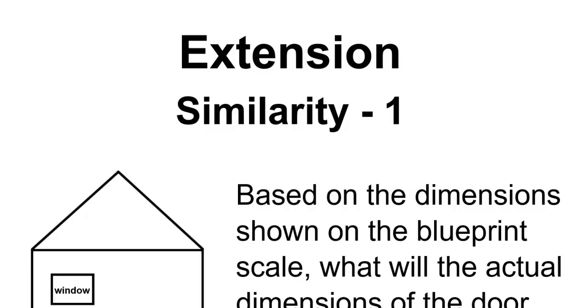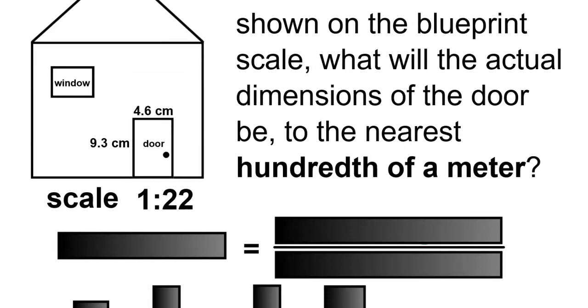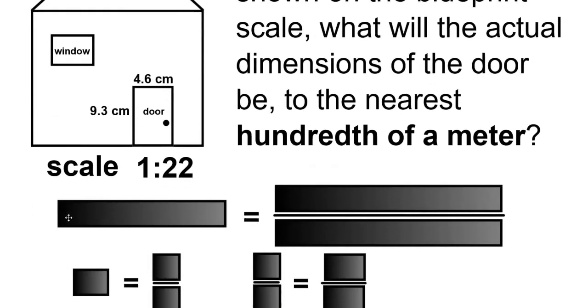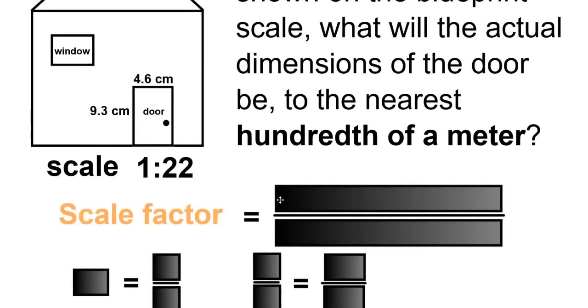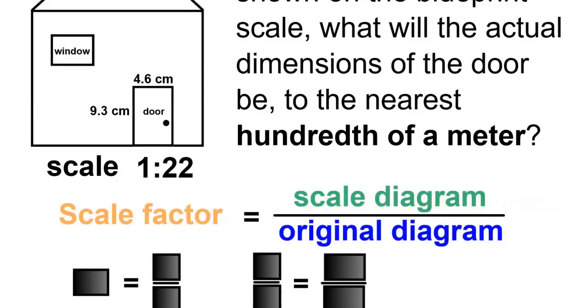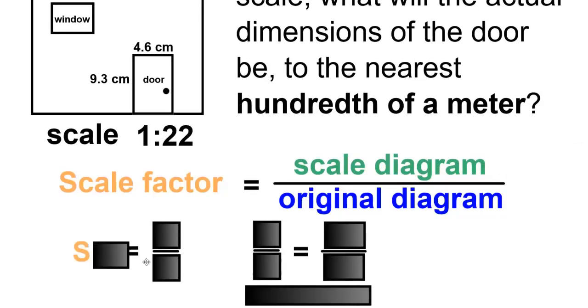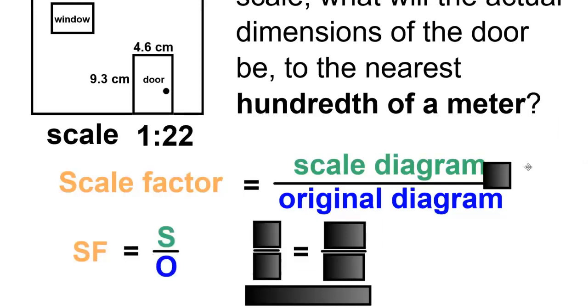Extension Similarity 1. Based on the dimensions shown on the blueprint scale, which is here, what will the actual dimensions of the door be to the nearest hundredth of a meter? To solve this, we'll use the formula scale factor is equal to the scale diagram divided by the original diagram. This can also be written as SF equals S divided by O.